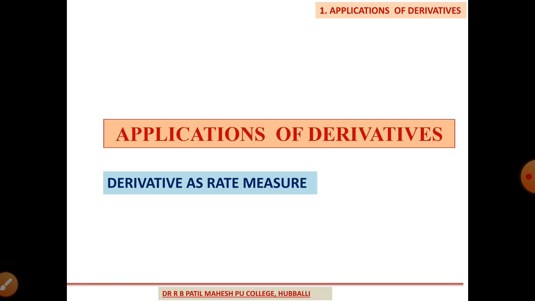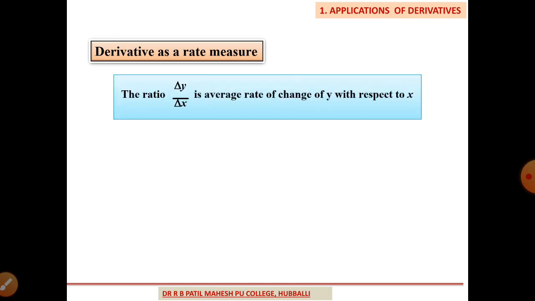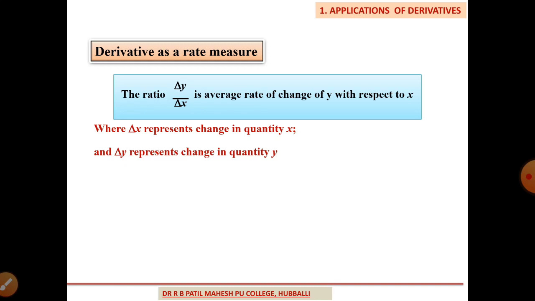So let us start with the first concept, derivative as rate measure. The ratio delta y by delta x is the average rate of change of y with respect to x, where delta x represents change in quantity x and delta y represents change in quantity y.